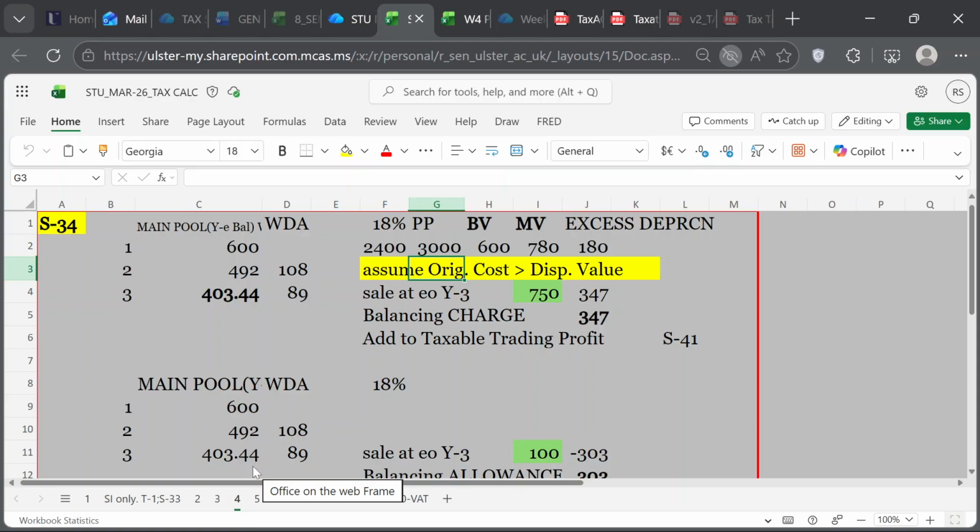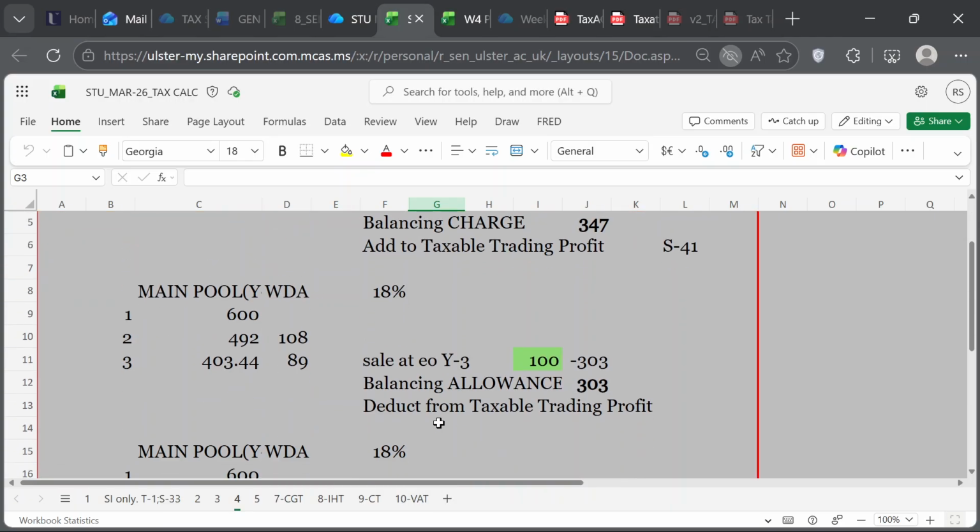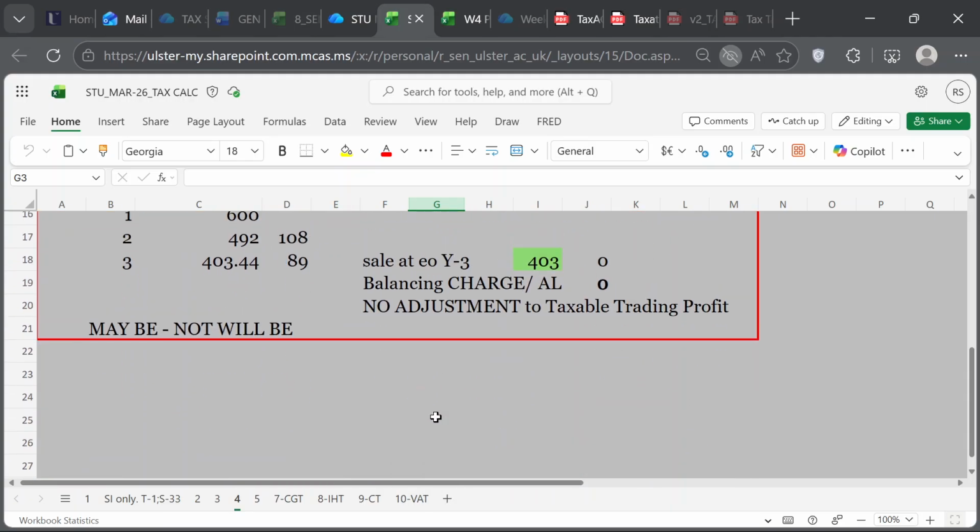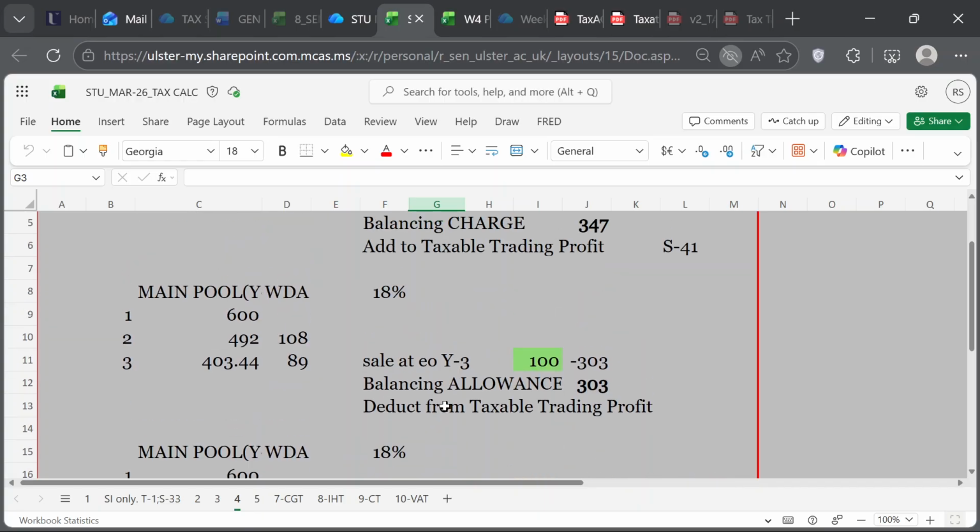As soon as we find out, we want to make an adjusting entry to equalize the two. So if we find that the market value is too low and the book value is too high, we will give you some additional capital allowance to bring the book value down to the market value. And the reverse for balancing charge. Let's take this example of excess depreciation and a balancing allowance and balancing charge.